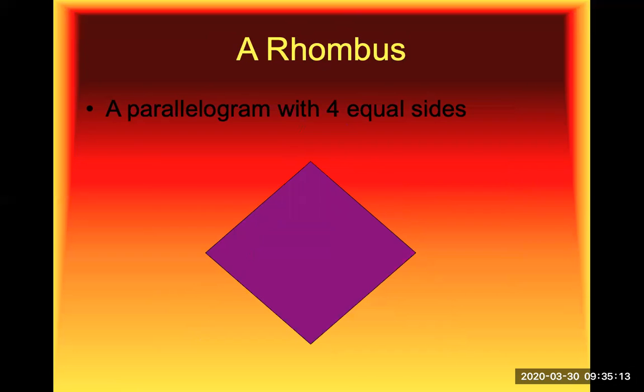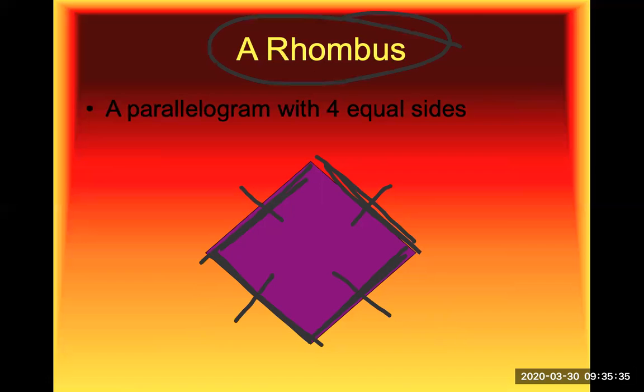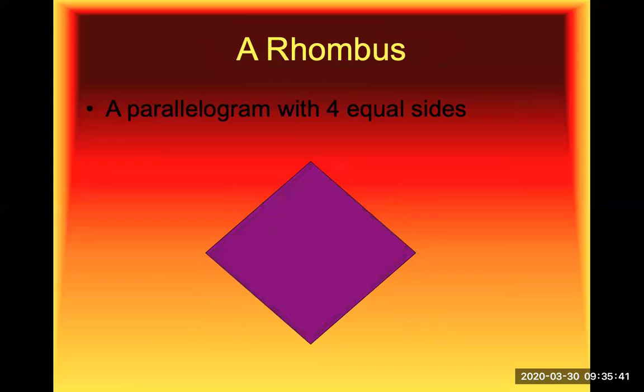When you have a parallelogram, which means opposite sides are parallel, that side is opposite to this one, this side is opposite to this one, and they're all equal. So this side is the same as this one, which is the same as this one, which is the same as this one. 4 equal sides, 4 congruent sides, we call that a rhombus. Rhombus. Again, a fun word to say. All right, what else have we got?